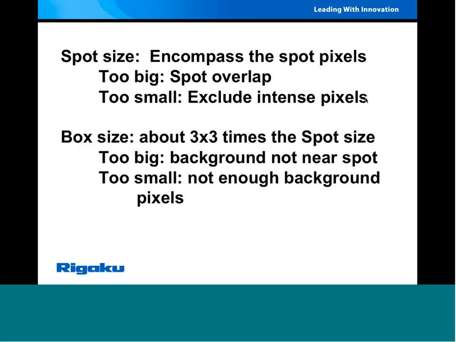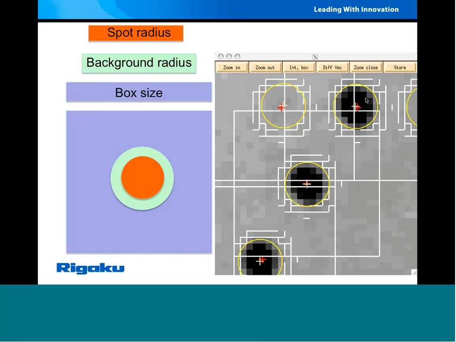All right, so I set the spot size to encompass all the spot pixels, the pixels in the Bragg reflection. If it's too big, you'll have spot overlap, and I'll show an example of that in a moment. If it's too small, you'll exclude some of the intense pixel values that actually need to go into your integrated intensity. At the same time, working with the spot size, you want to set something called box size, and it has to be about 3 by 3 times the size of the spot. If it's too big, you'll have background calculated from pixels that are not near your spot, not near the Bragg reflection. If it's too small, you won't have enough pixels in the background. And this is an explanation of that.